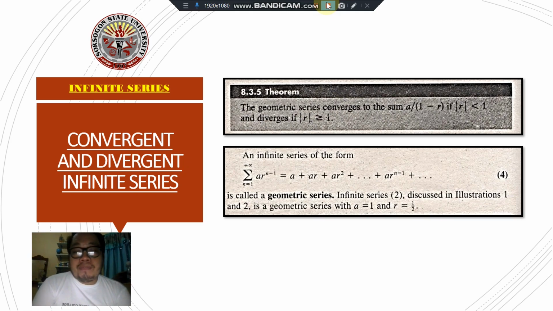So an infinite series of the form the summation of A times R raised to n minus 1, where n equals 1 to positive infinity, is equal to A plus AR plus AR squared, up to plus AR raised to n minus 1, up to infinity. That is what we call the geometric series. So the infinite series that was discussed in illustrations 1 and 2 is a geometric series in which the value of A is 1 while R is equal to 1 half.